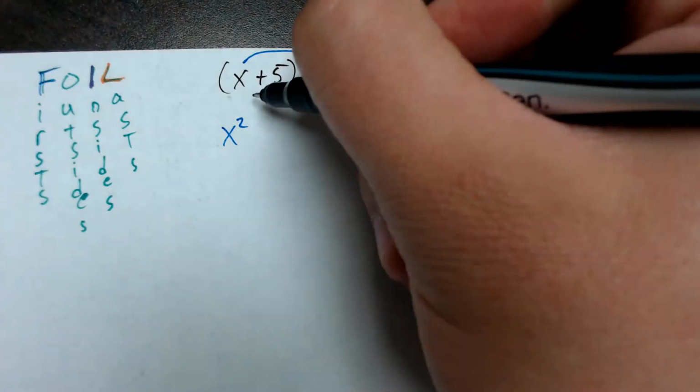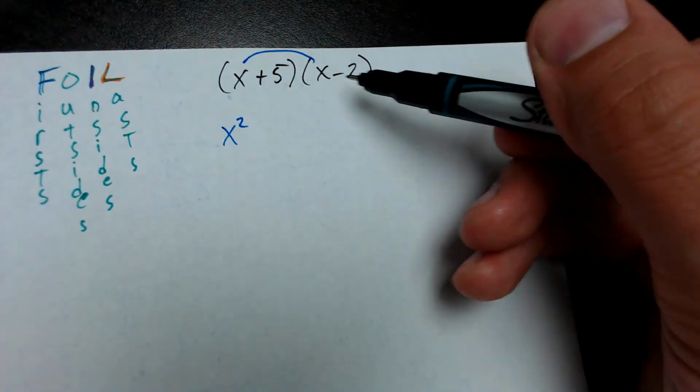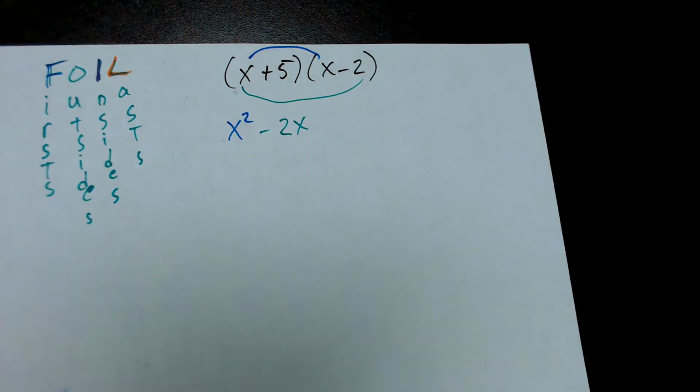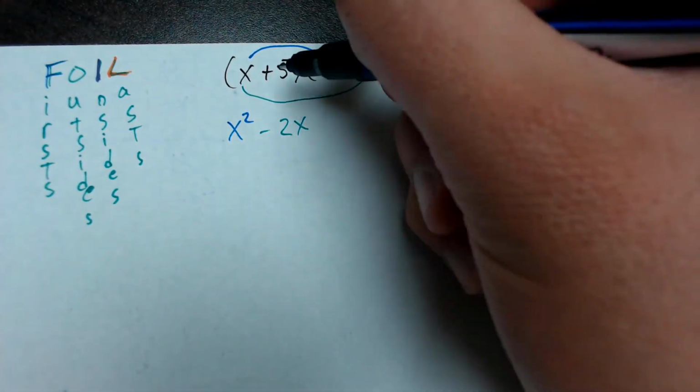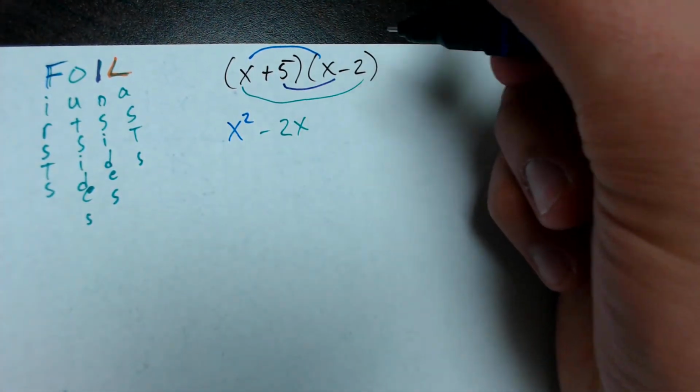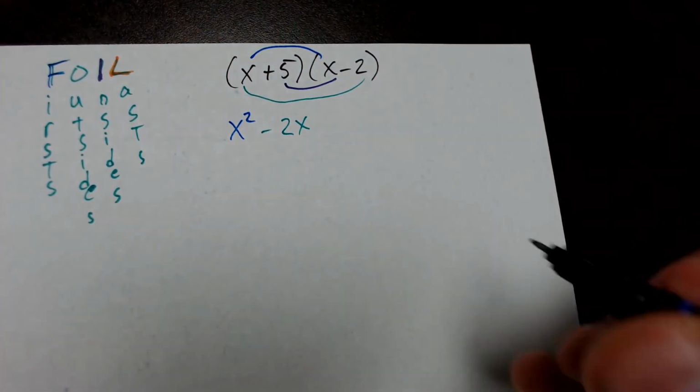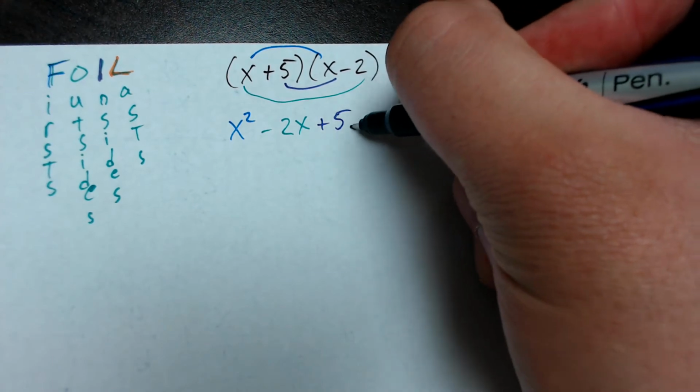Now let's go with the outsides. The outsides are going to be these two outside numbers, -2 and x. So x and -2 gives -2x. Now let's talk about the insides. The inside numbers are going to be these two, +5 and x, because they're on the inside. 5 and x gives me +5x.